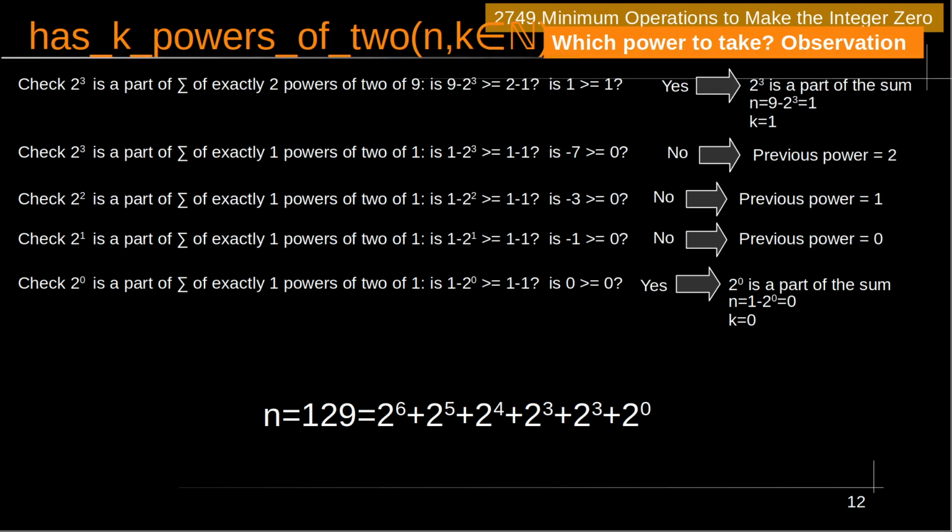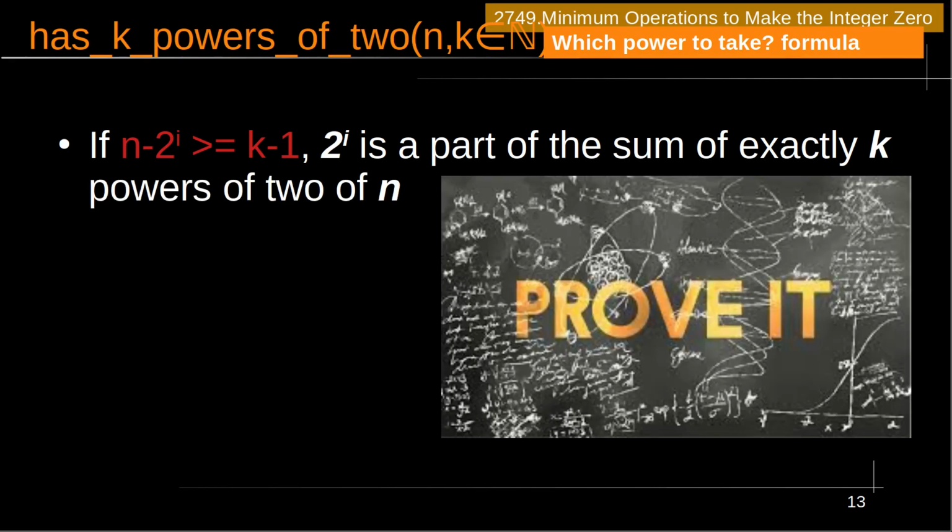Of course, you can say we have other possibilities to find 6 powers of 2 for 129. The answer is yes, we can find. But here, we just find one, using this technique. So the general formula here we can say: if n minus 2 power i is greater or equal to k minus 1, then 2 power i is a part of the sum of exactly k powers of 2 of n.